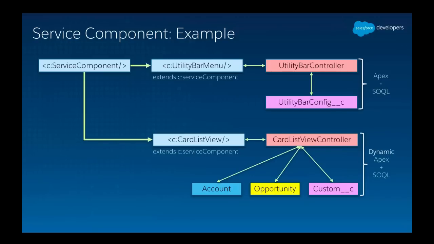The same applies to more dynamic components, such as, say, a card list view, which could work with any SObject. This means that on the server side, you are actually using dynamic Apex and SOQL, but the actual call to the server still takes place using the same function provided by the service component. Any other utility functions in the service component are also shared between these two components. So you don't need to rewrite them, you don't need to copy-paste them. Everything remains in the service component and is easy to reach and to maintain.